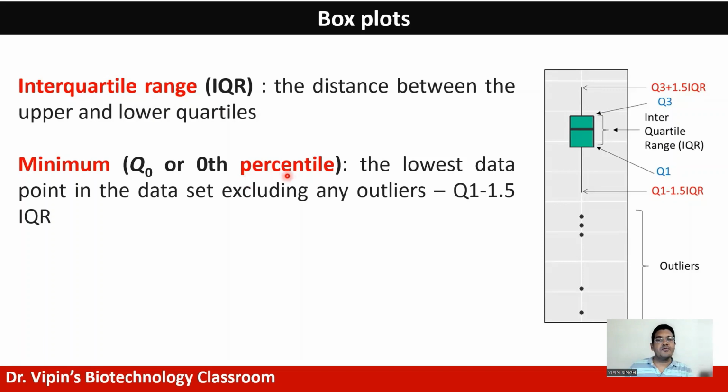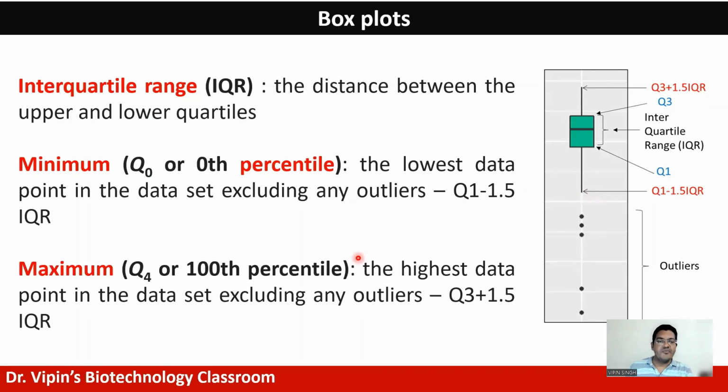Minimum or Q0 or 0th percentile is the lowest data point in the data set excluding any outliers, and this is basically calculated by Q1 or the first quartile minus 1.5 times the interquartile range. So this represents a Q0 or 0th percentile.